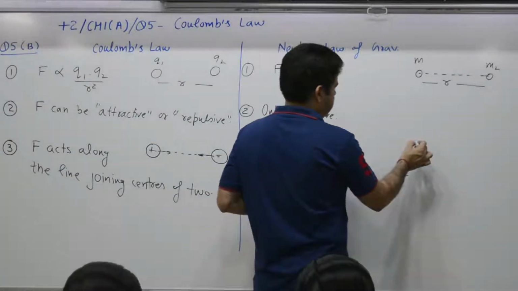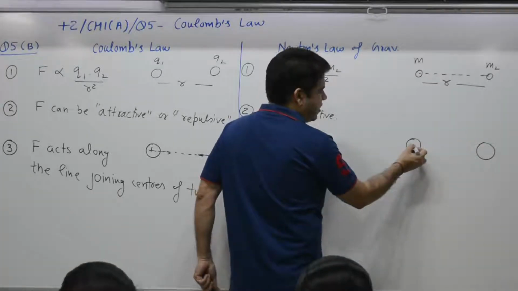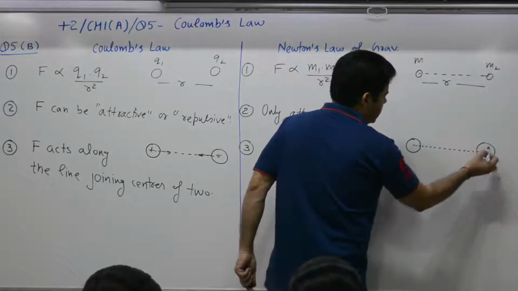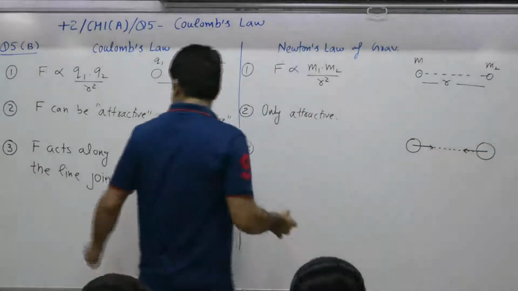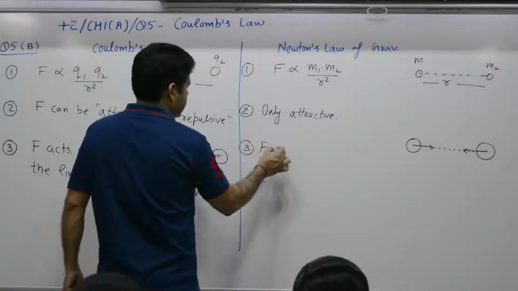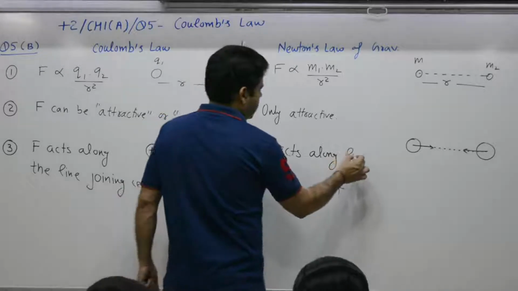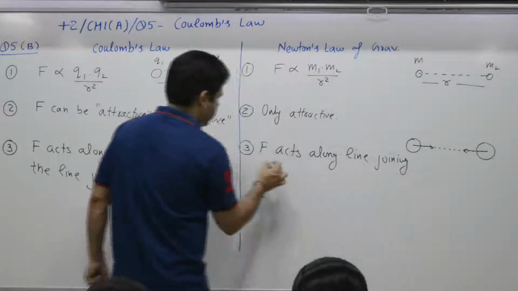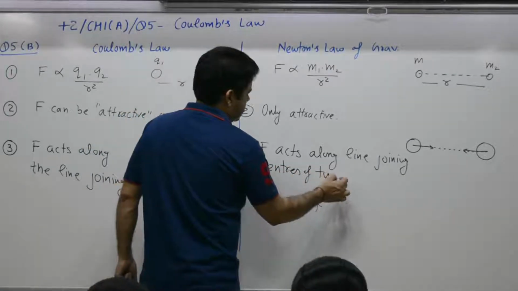One mass m1, other mass m2. If allowed to move, it moves along the line joining the centers of the two. So same, force acts along the line joining the centers of the two masses.